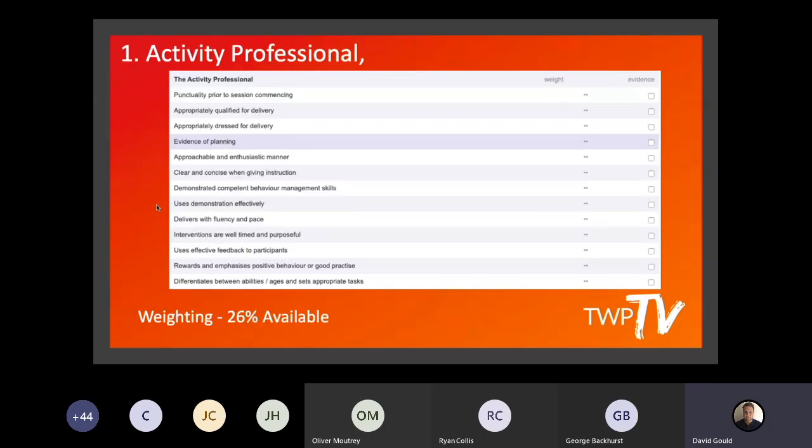So section 1, the activity professional. The weighting for this whole section is worth 26%. And like I said before, it's looking for just a tick box, a bit of evidence that you are showcasing that point. So the first one is really simple: punctual prior to session commencing. So have you turned up on time, ready for your session? If I say yes, brilliant.